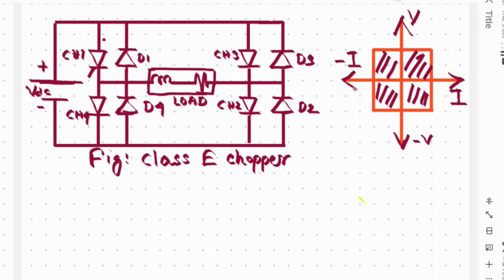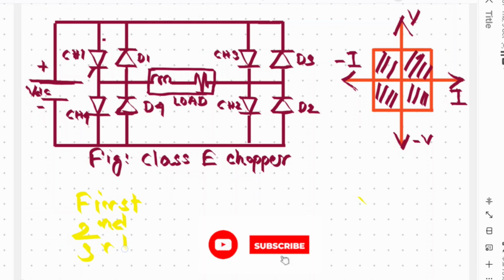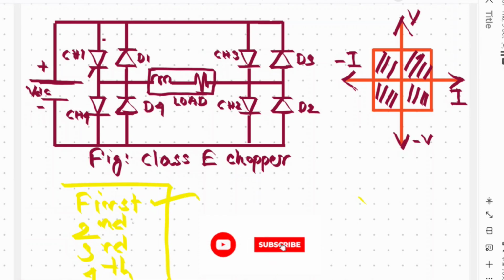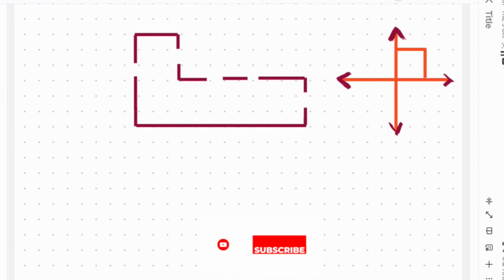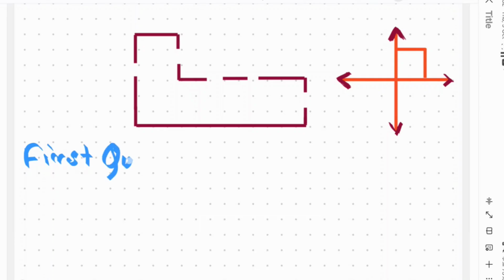Okay, now let's understand the working of class E chopper. It basically works in four quadrants: first, second, third, and fourth. One by one we'll understand how it will work in the first quadrant, second quadrant, third quadrant, and fourth quadrant. Okay, let's see the first quadrant operation.